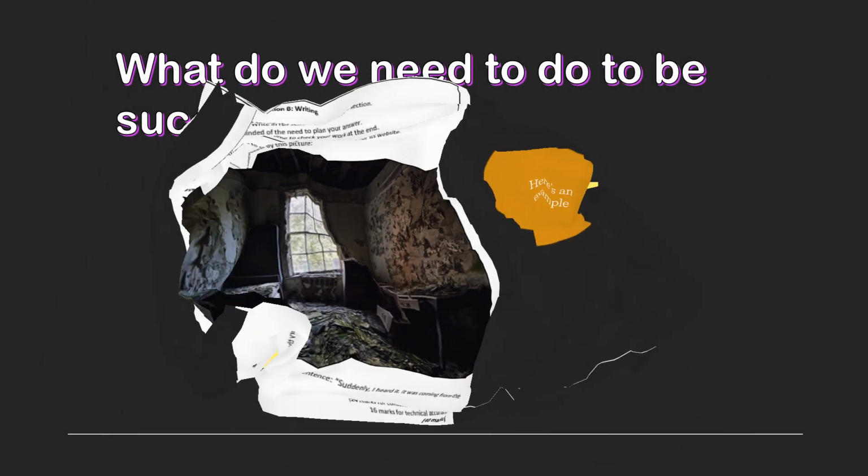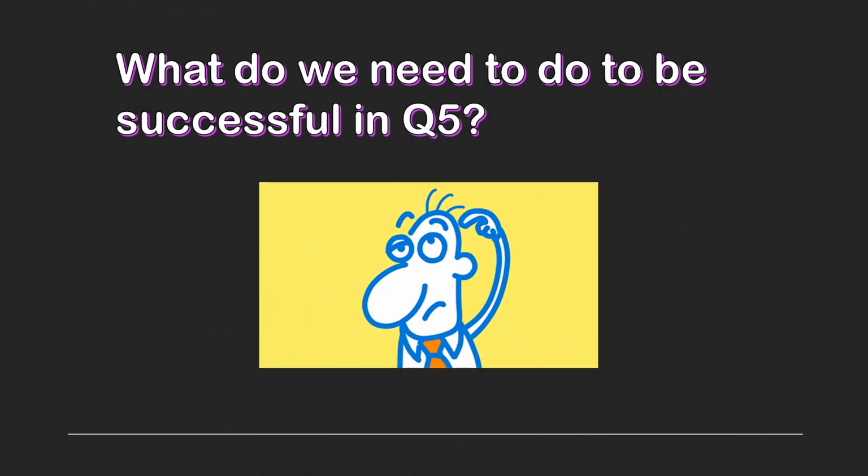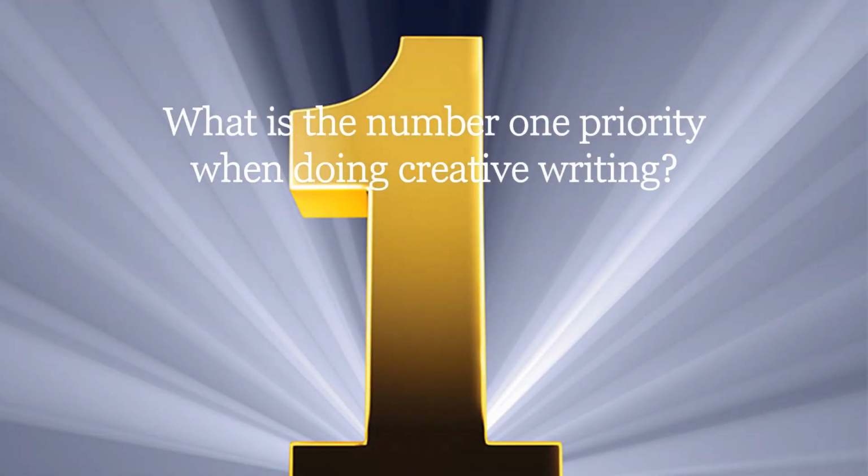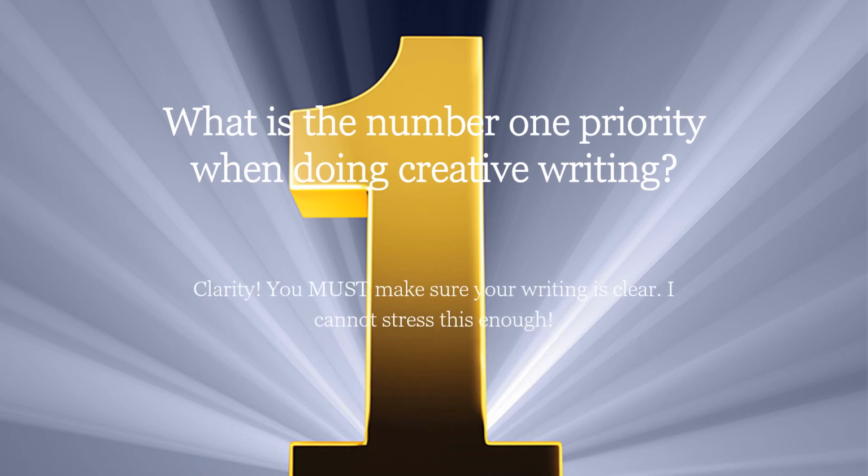So what do we need to do in order to be successful at question 5? The number one priority for you when writing this exam response is clarity. If you don't make sure that your writing is clear throughout, you will not access level 3 or higher on the mark scheme. That means you're unlikely to get anything above a grade 4. So in order to pass this exam and pass your GCSE, your writing must be clear.